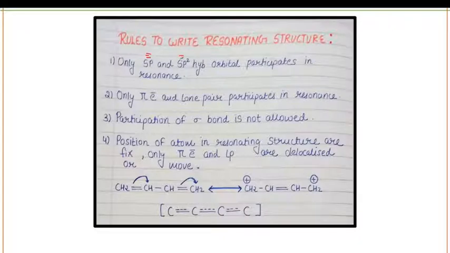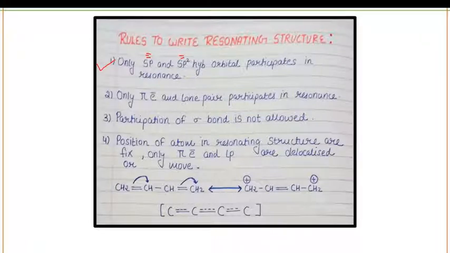Okay, sp hybridization means the compound has a triple bond, while sp2 hybridization means the atom present in a compound has sp2 type of hybridization. Okay, so this is your number 1 rule to write the resonating structure.